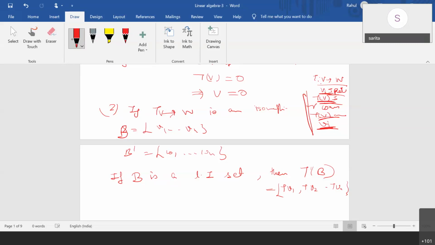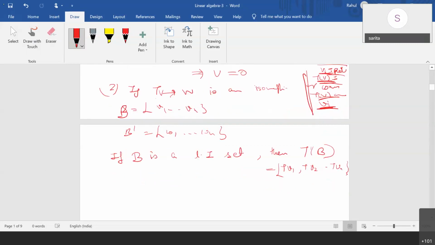Right, so the question is, if V1, V2, Vn is an independent set, then prove that TB, which is TV1, TV2, TVN, is also linearly independent. Because the other way around, we know it is true. How will you prove it?